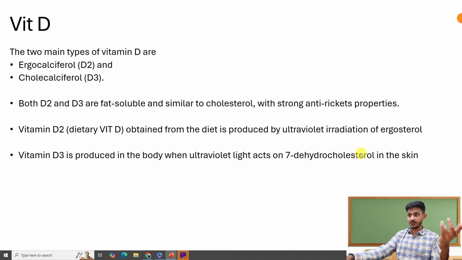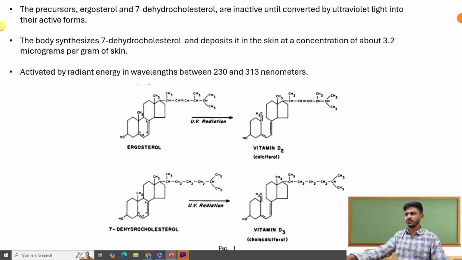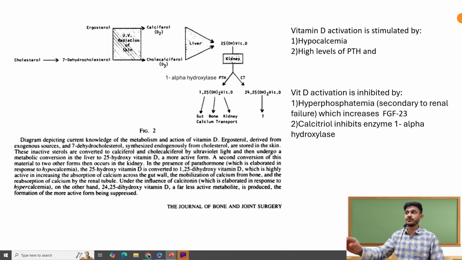We get ergocalciferol, whereas vitamin D3 is produced by the body when ultraviolet light falls on the skin and 7-dehydrocholesterol in the skin is converted to vitamin D3. I'll show you here. The body synthesizes 7-dehydrocholesterol, deposits it in the skin at a concentration of 3.2 micrograms per gram of skin. So, if ultraviolet light falls on the skin, it converts it to vitamin D3 or cholecalciferol, which is why they say sunlight is important for us when it comes to vitamin D production.